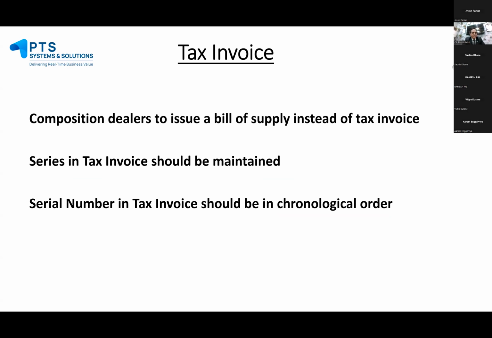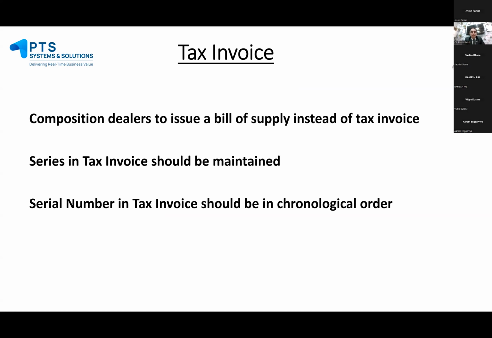Tax invoice. All right. These are some common errors which officers take advantage of at the time of assessment. Composition dealers, you have to issue a bill of supply and not a tax invoice. Series of tax invoice should be maintained. And the last one is very important. Serial number in tax invoice should be in chronological order. Normally, we all have a computer system. That time it should not be a problem. But many times dealers override the computerized system and change the serial number manually or change the date manually. Now there is a problem because this will be treated as default by the officer. Next slide.